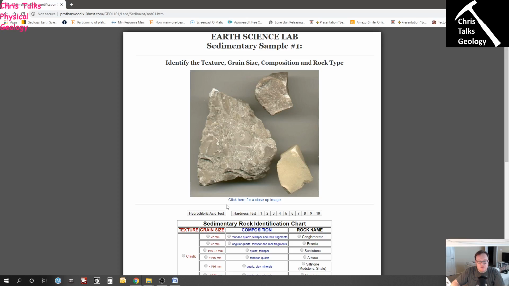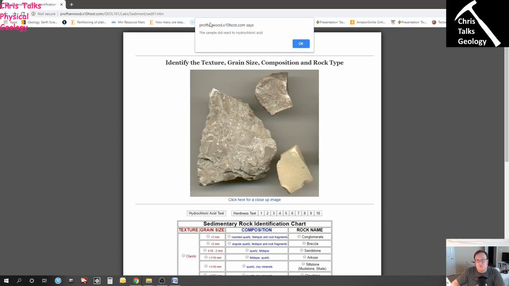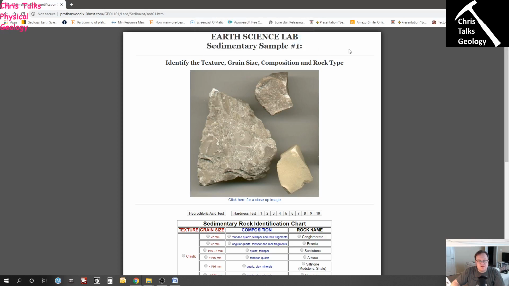Okay, here we go. Hydrochloric acid test. What happens if we put some acid on our sample? Right, a box pops up at the top here. The sample did react to hydrochloric acid. Well, that means it's a carbonate. So we have two carbonate options, dolomite and calcite.